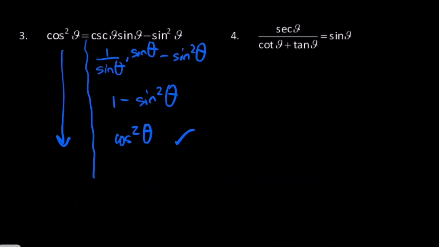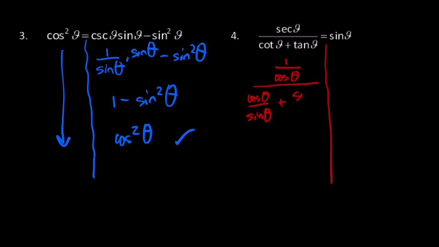Now, let's get to one that is a little bit more challenging. Question number 4. That's just sine theta, so you don't have to do anything more with that side. The challenge is going to be to get your left side equal to sine theta. So first thing, I know it looks more complicated, but we're going to convert everything to sine and cosine. Secant is 1 over cosine theta. Cotangent is cosine theta over sine theta, plus tangent, which is sine theta over cosine theta.